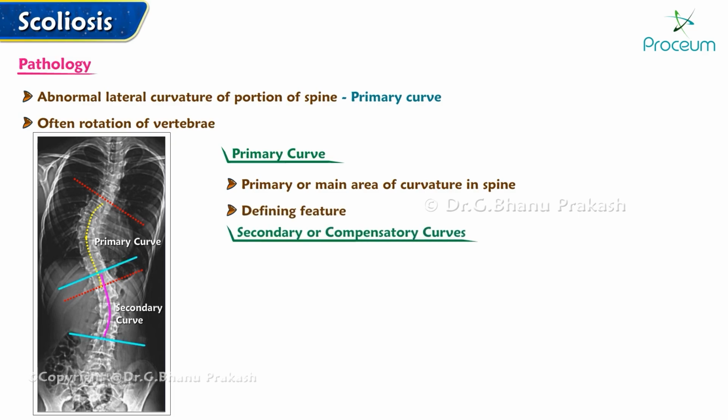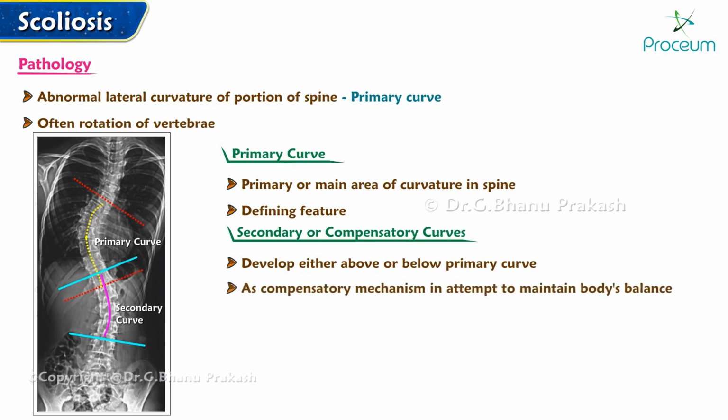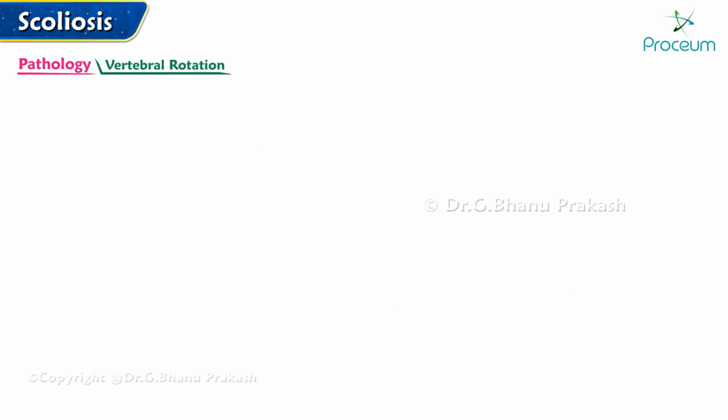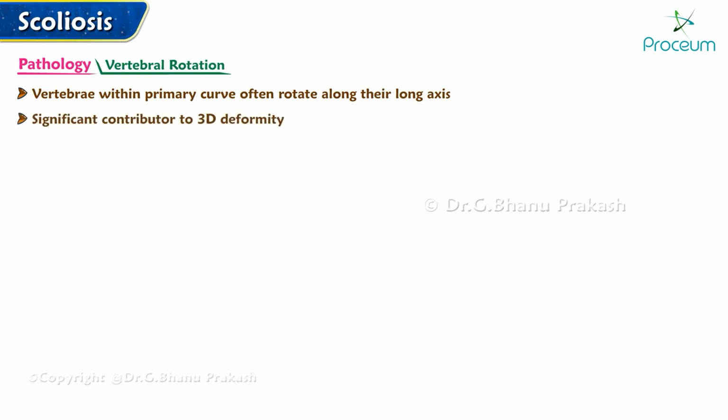Secondary or compensatory curves develop either above or below the primary curve as a compensatory mechanism in an attempt to maintain the body's balance. These are termed compensatory or secondary curves and tend to curve in the opposite direction to the primary curve. There's also vertebral rotation, where the vertebrae within the primary curve often rotate along their long axis in scoliosis. This rotation is a significant contributor to the three-dimensional deformity seen in scoliosis.